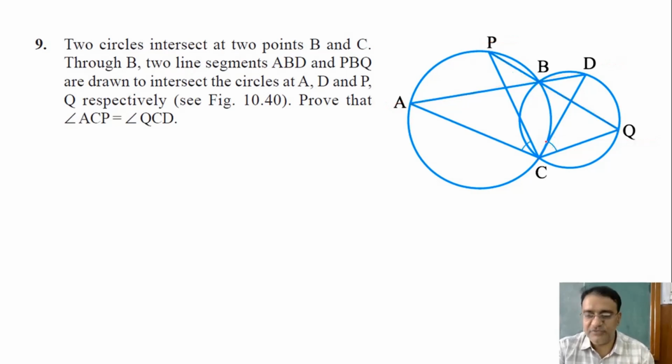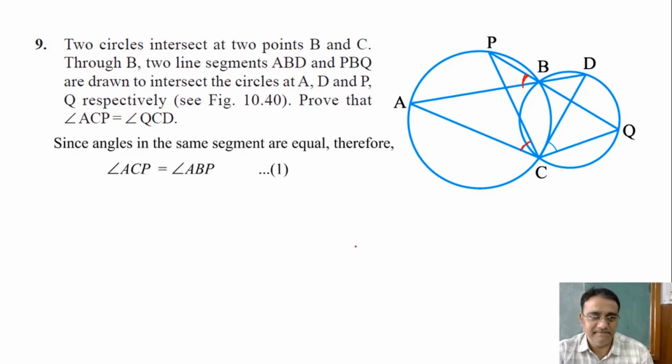So how will we prove? See, first of all, angle ACP is equal to angle ABP. Why? Why are these two angles equal? Angles in the same segment. Right, very good. Since these two angles are in the same segment, therefore these two angles are equal. Right? Similarly, this angle is also equal to this angle. See this figure.